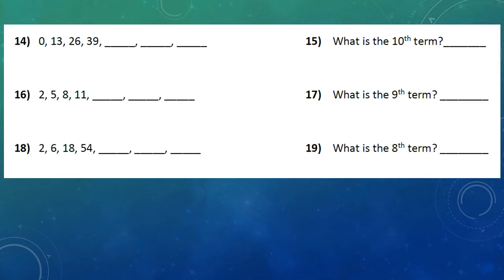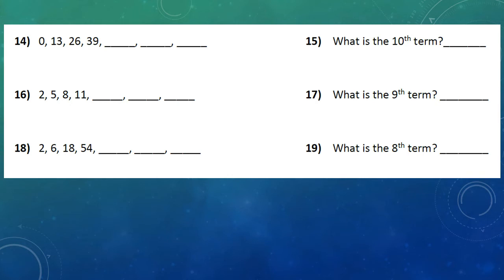All right, so now we got 14 through 19 we're going to do right here on this slide here. So first step is we're going to figure out what the rule is. And then 14 and 15 match up together. So for 14, we're going to figure out what the next three terms are. And then we have to figure out what the 10th term is. So for this section, please feel free to use a calculator because it'll help you out a bunch.